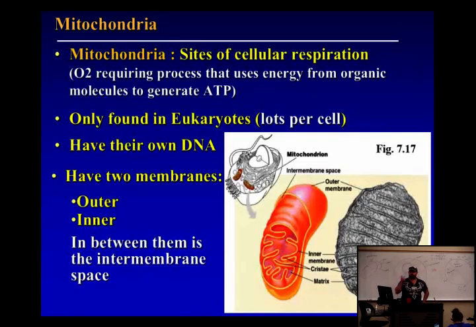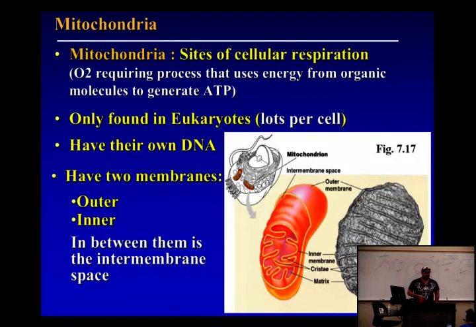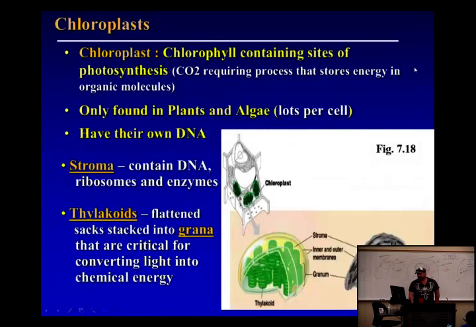So what do you think, what kind of cell would have more mitochondria? Skin cell or muscle cell? Why? Needs more energy, right? So the number of mitochondria vary. There can be hundreds per cell or just one. All right, any questions about the mitochondria?